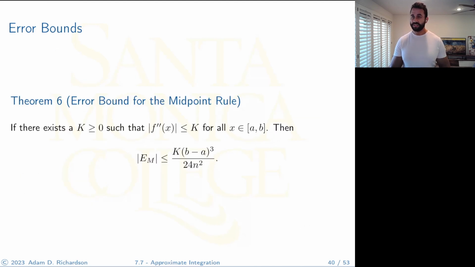So this is the error bound for the midpoint rule, and we're going to talk in detail about it for a minute here. If there exists a positive or non-negative number k, such that the size of the second derivative of f is bounded above by k for all points in that subinterval, then the error associated with the midpoint rule has to be less than this value in size.